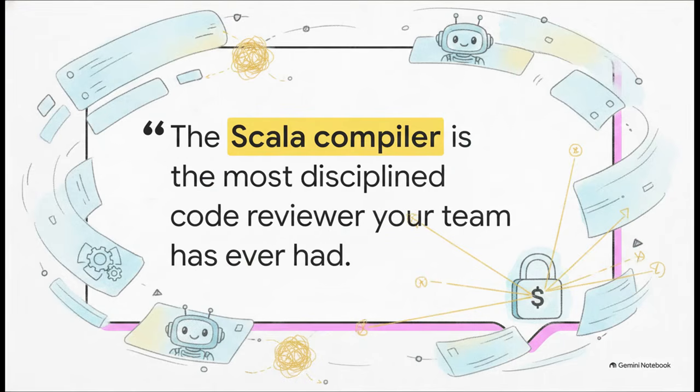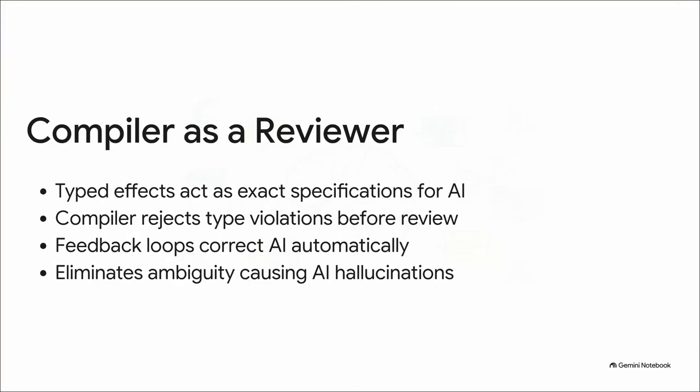And when the AI does generate code, the Scala compiler steps in. As the quote here says, the compiler is the most disciplined code reviewer your team has ever had. It doesn't get tired. It doesn't just skim a pull request because it's late on a Friday afternoon. It strictly enforces every single rule. In Scala, type systems essentially act as exact, rigid specifications for the AI. If an AI agent hallucinates or makes a type violation, the compiler instantly rejects it before a human ever even sees it. It creates this immediate, automated feedback loop that corrects the AI on the fly. You eliminate the ambiguity, and developers only end up reviewing code that actually makes structural sense.